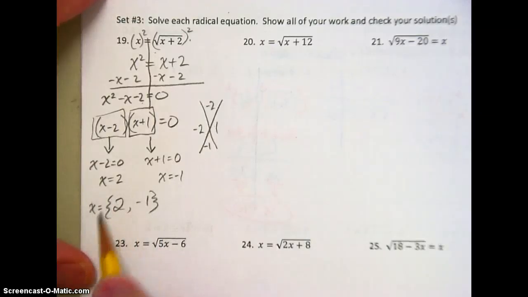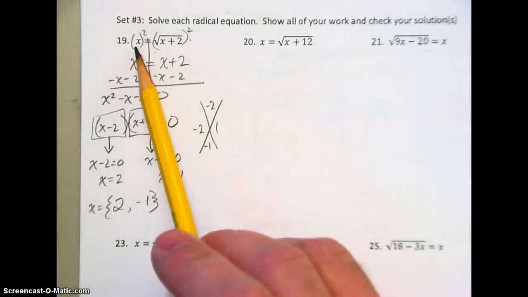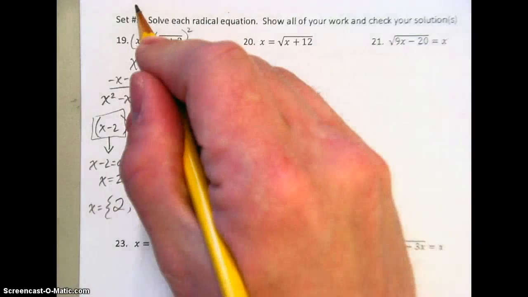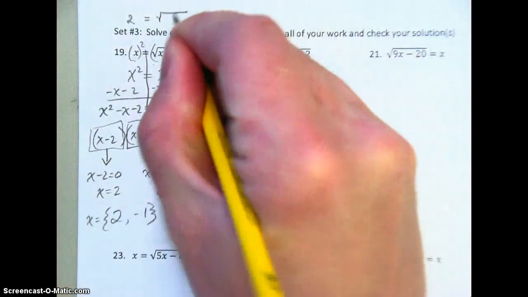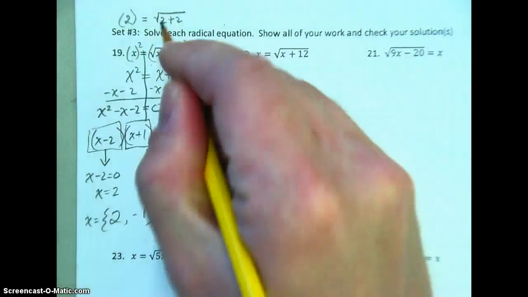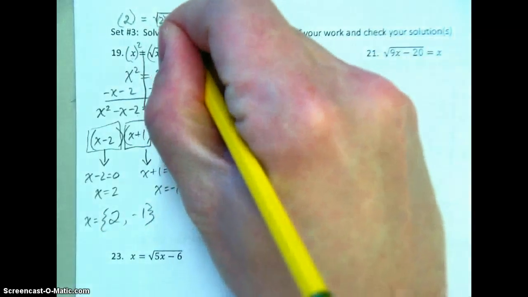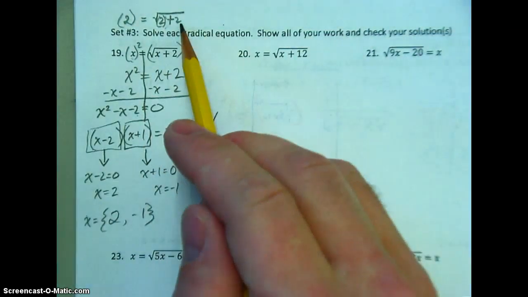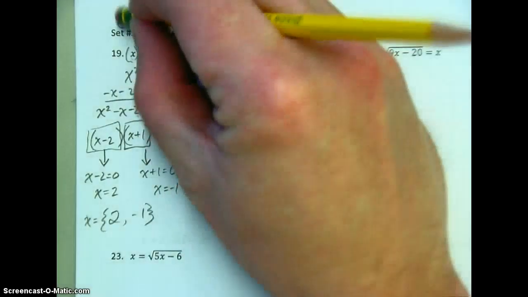If you recall from Friday, from our last lesson, we talked about having to test each of these, because sometimes when we square both sides, we could get extra solutions, or extraneous solutions. So let's test it out. When I put 2 back in for x, I get 2 equals the square root of 2 plus 2. Is that true? Yes. 2 plus 2 is 4. The root of 4 is? 2. That works.